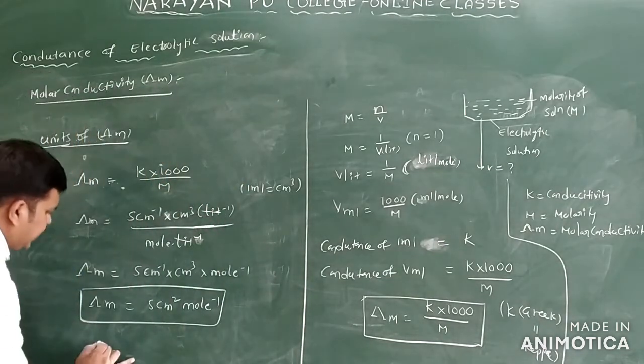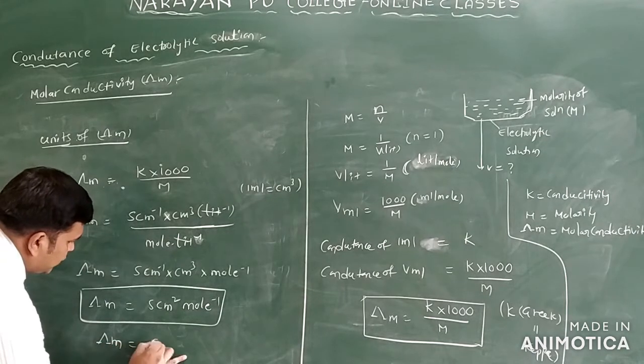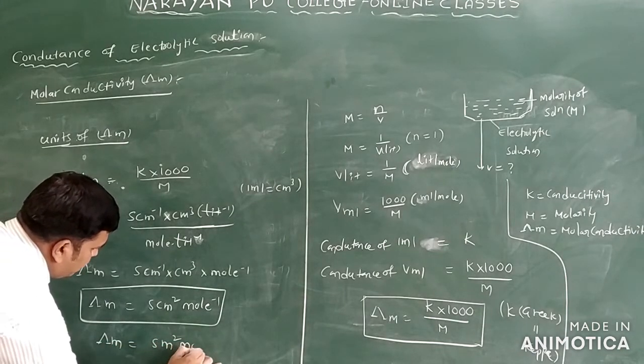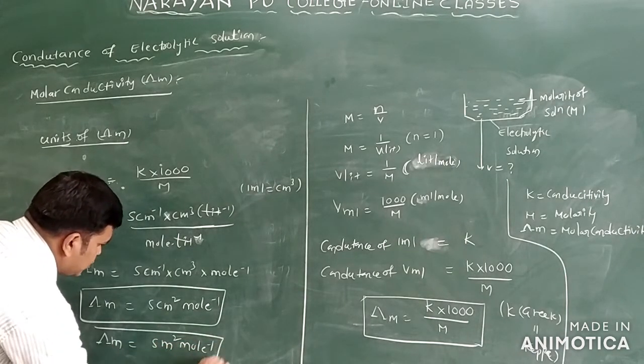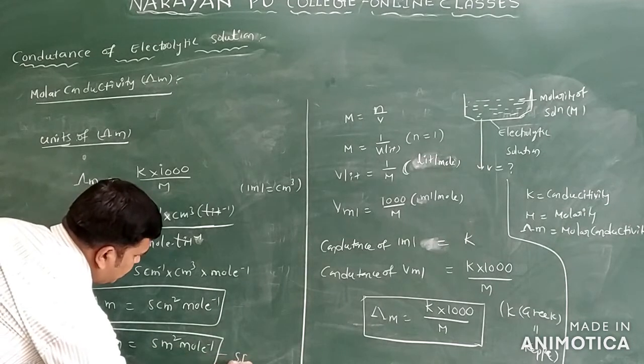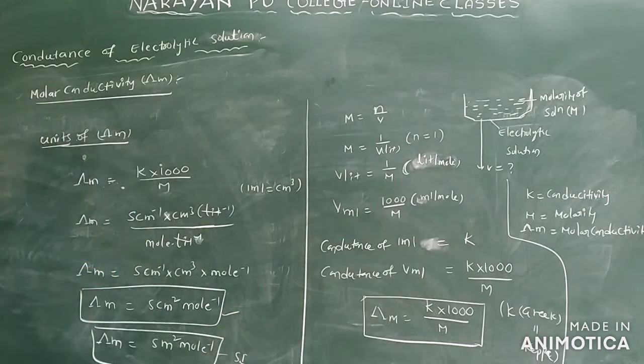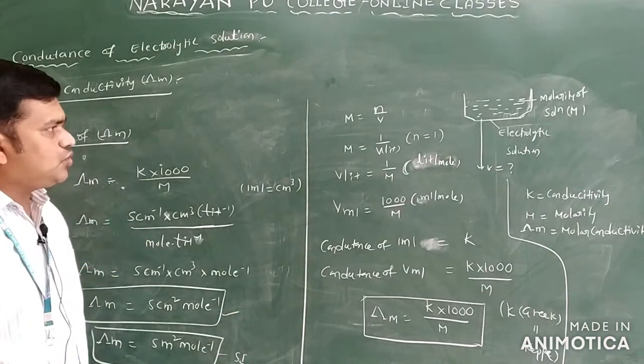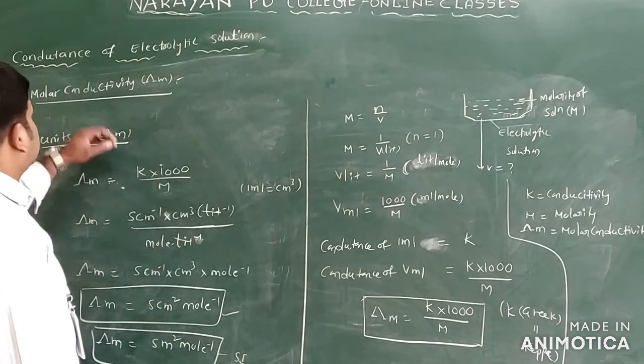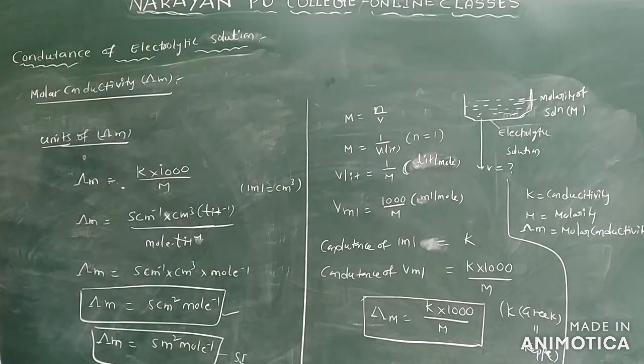Suppose you want to write SI units, what you will get here? Molar conductivity is equal to Siemens meter square and mole inverse. This is the SI unit only. But normally the units you are using are Siemens centimeter square, mole inverse only. This is regarding the units of molar conductivity only.